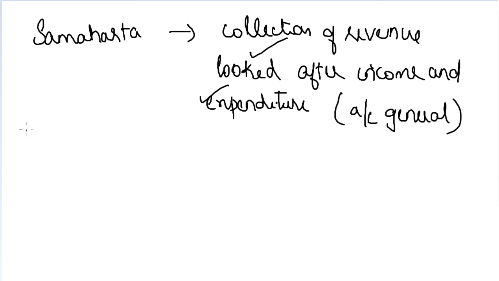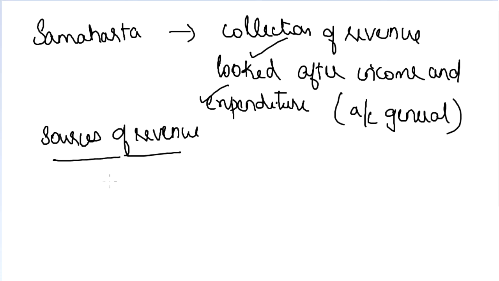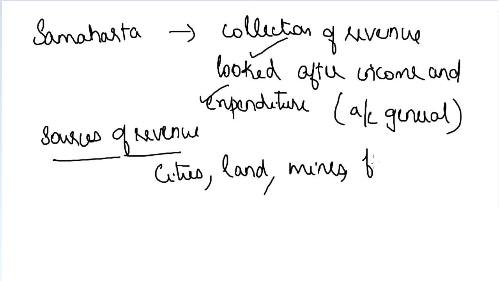Now the sources of revenue as listed in the Arthashastra include cities, land, mines, forests, roads, etc. All these were the sources of revenue as listed in the Arthashastra.